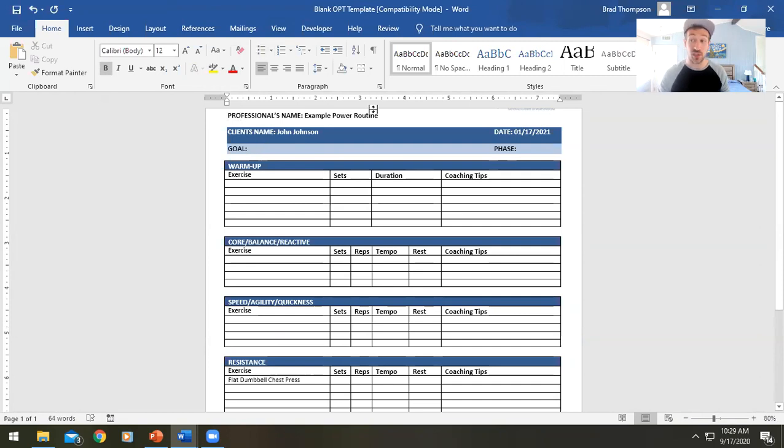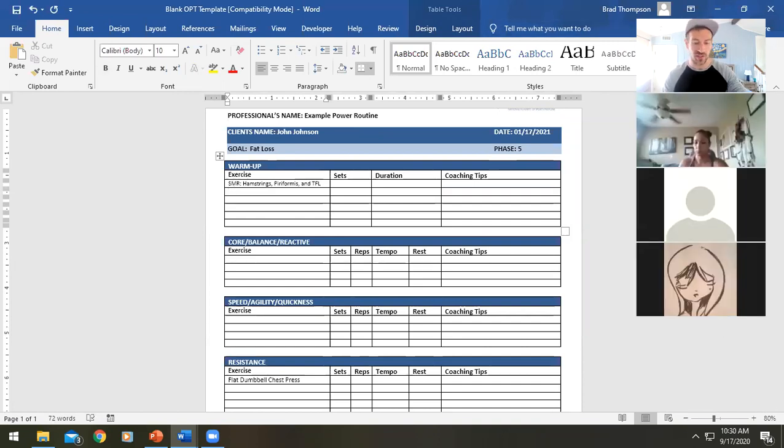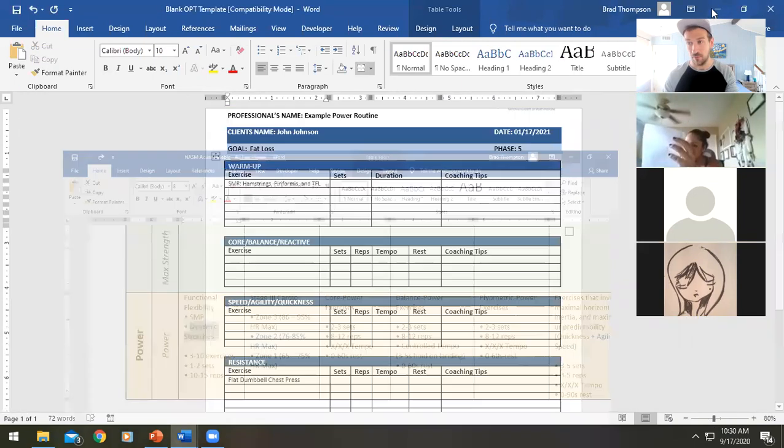And because power does burn a lot of calories, I'm going to go ahead and call this a fat loss routine. And we'll put him into phase 5. So we're going to SMR the hamstrings, piriformis, and TFL. And then this time, instead of doing static stretches or active stretches, I'm going to do dynamic stretches. And I'm going to have to do them for sets and reps this time.